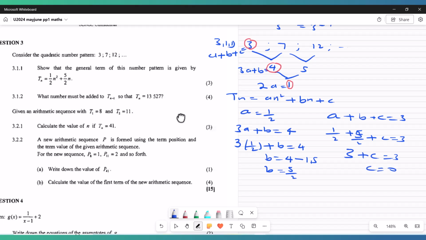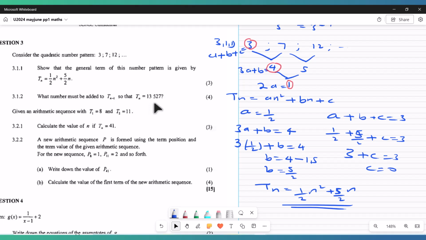So therefore our Tn is given by a, which is 1 over 2 n squared. What about our b? Our b is 5 over 2, then n, plus 0. So our c is 0. So basically that's what we wanted here. Hope we are together.